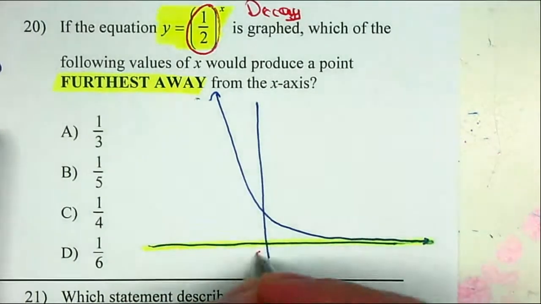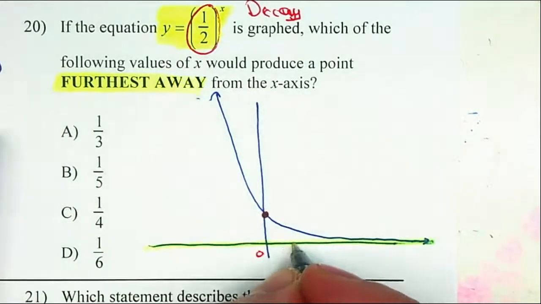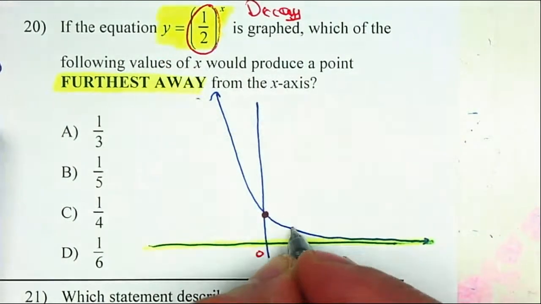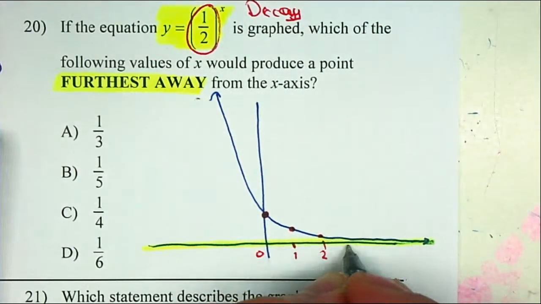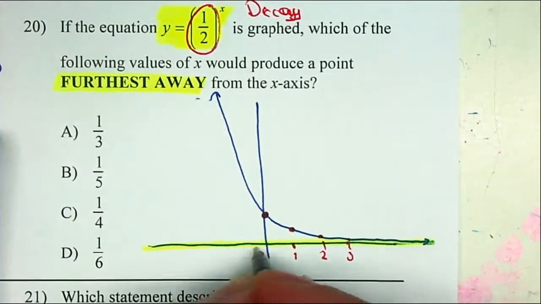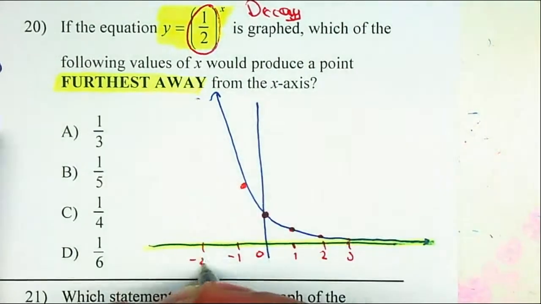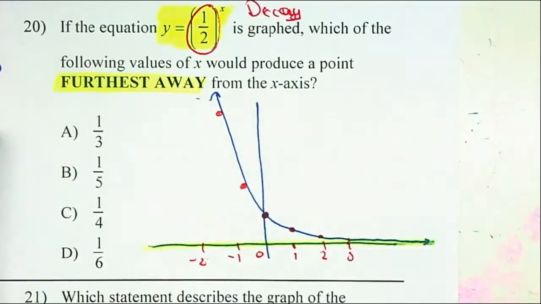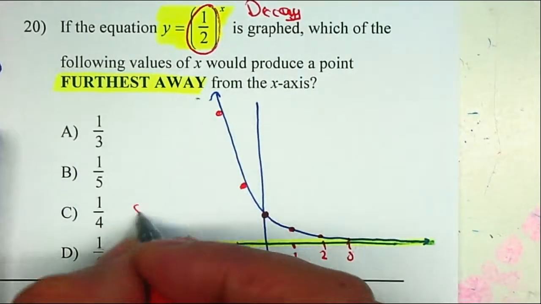So if you plug in a 0, it gives you this point. Plug in a 0 gives you a 1. If you plug in a 1, it gives you this point here. Plug in a 2, gives you this point here. Plug in a 3. If you plug in a -1, gives you this point here. If you plug in a -2, it gives you this point. So which one gives you a point furthest away? The one that's furthest away will be the smallest number.